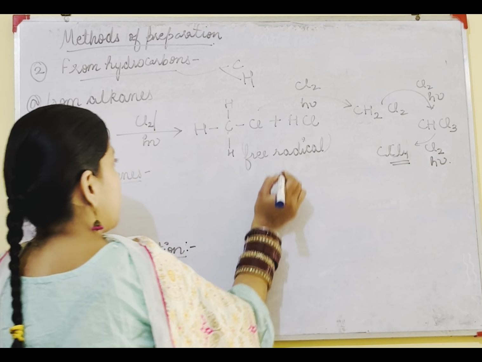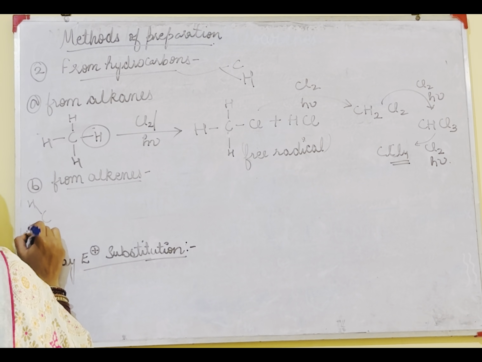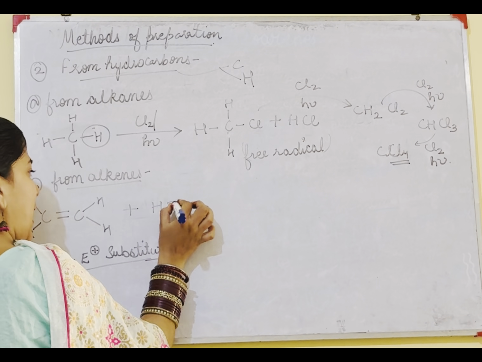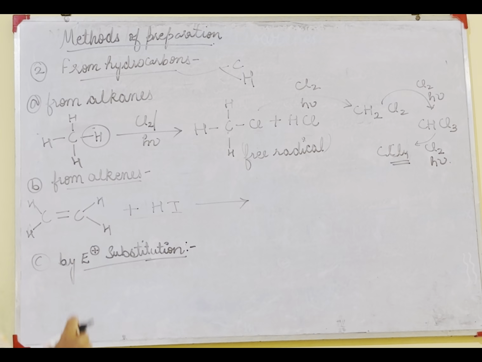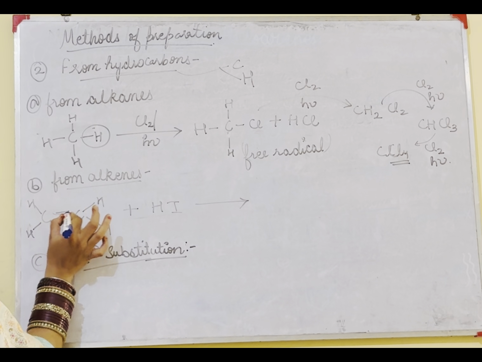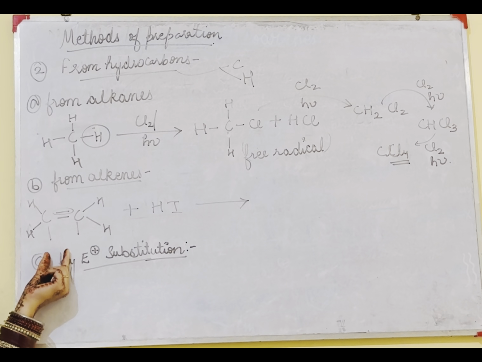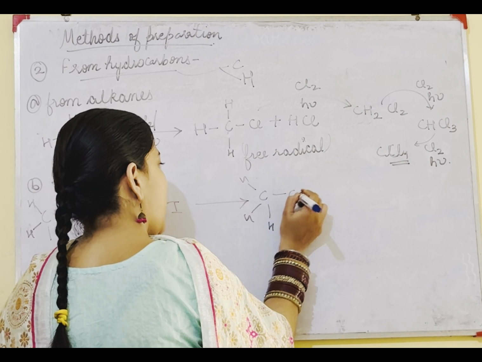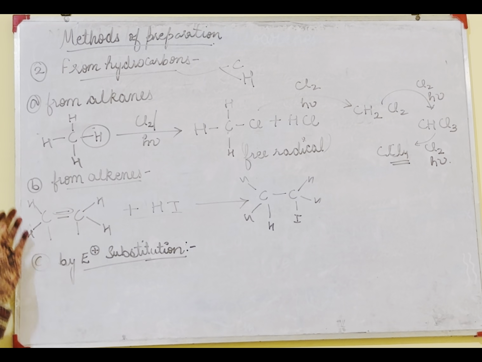Free radical. Next is from alkenes. Similarly, from alkenes, when we add HI, what will happen? This double bond will break and on one side hydrogen will attach and on the other side iodine will add. Now what will happen? Carbon, hydrogen, hydrogen. On one side hydrogen will add and on the other side iodine will add. Here all the substituents are the same.